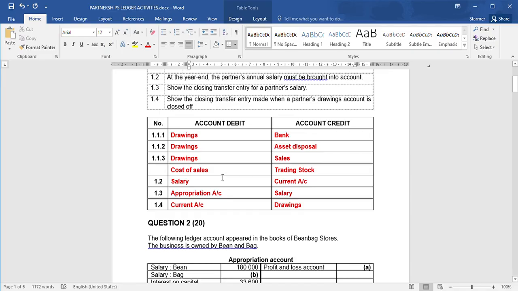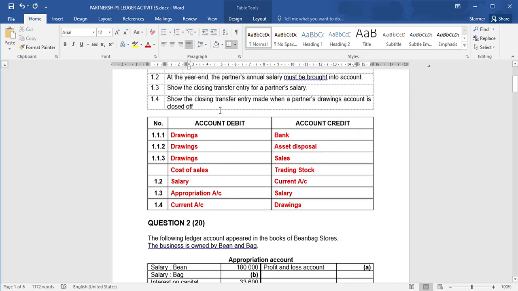Then at the end of the year, the partner's annual salary must be brought into account. This is the adjustment entry for salary. So you debit salary as it's an expense to the business, and you credit the partner's current accounts to increase his earnings. And then the closing transfer entry for salary, that's when you transfer to appropriation account. So you're going to credit the salary to close it off. Double entry means you debit the appropriation account.